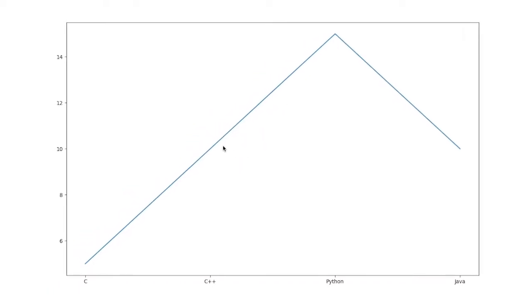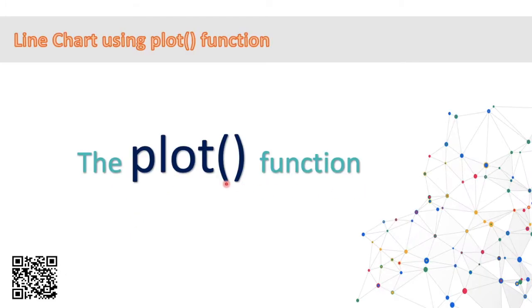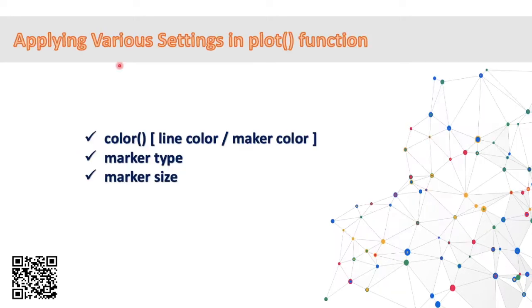As soon as I execute this code, you can see I got this graph where in the x-axis I have the list of programming languages, and in the y-axis I have the list of users who are using those programming languages. As you can see, for C we have some values, for C++ we have some values, for Python we have some values, and for Java we have some values. So this was all of the plot function and the basic concept of how you can generate a graph using the plot function. Now let us try to apply various settings in the plot function.